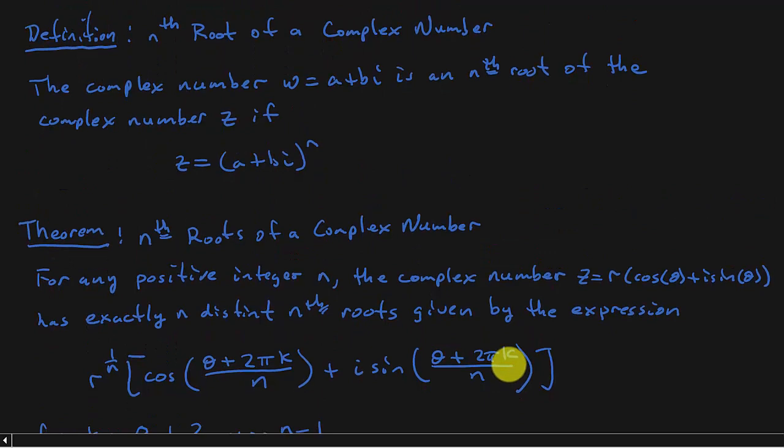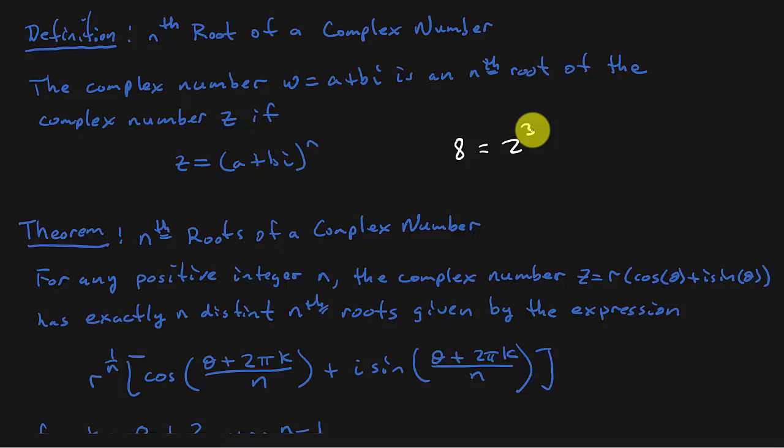We've got a definition, nth root of a complex number. The complex number w equals a+bi is an nth root of the complex number z if z is equal to (a+bi) to the n. That's just kind of like saying 2 is a cube root of 8, because 2 cubed is equal to 8. That's what that's saying, something like that.